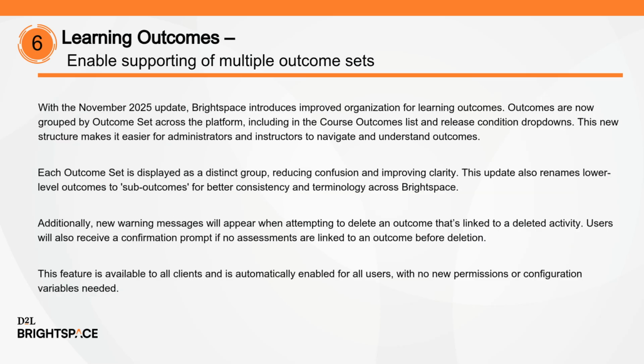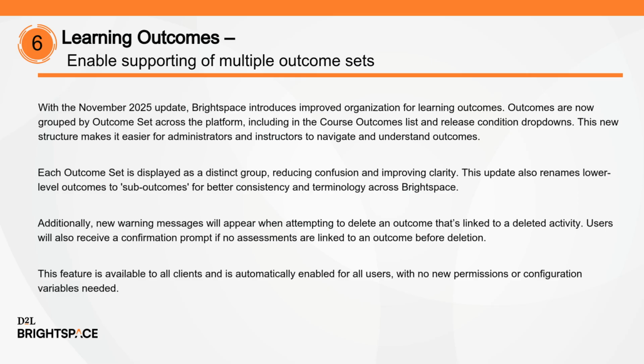With the November 2025 update, Brightspace introduces improved organization for learning outcomes. Outcomes are now grouped by outcome set across the platform, including in the course outcomes list and release condition drop-downs. This new structure makes it easier for administrators and instructors to navigate and understand outcomes. Each outcome set is displayed as a distinct group, reducing confusion and improving clarity.